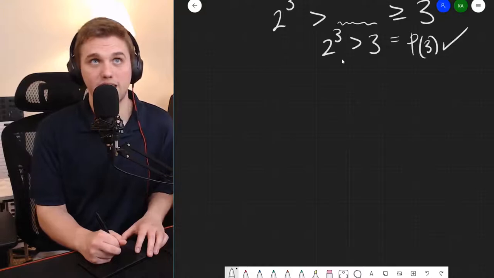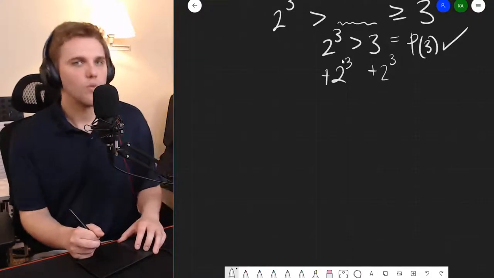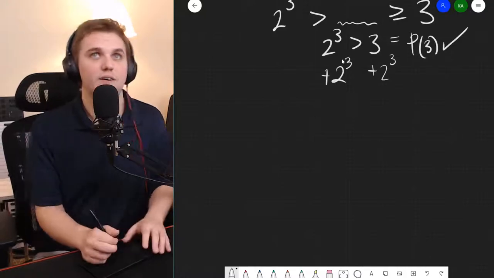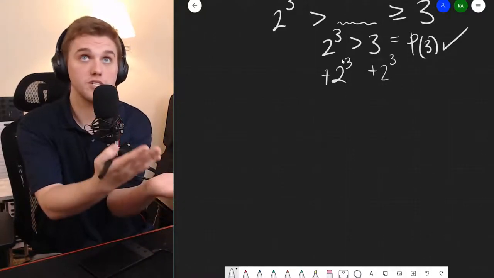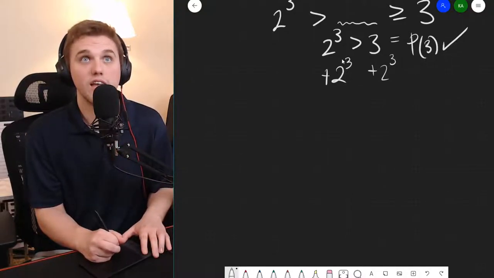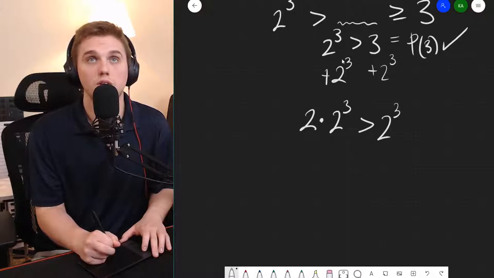Let's do it again. This time I'm going to add 2 cubed on both sides. Why that number? I'll get there. But all I want you to know is that I'm doing some legal moves here. I'm allowed to do this, right? I can do this. So this left-hand side is 2 copies of 2 cubed, and the right-hand side is 2 cubed plus 3.